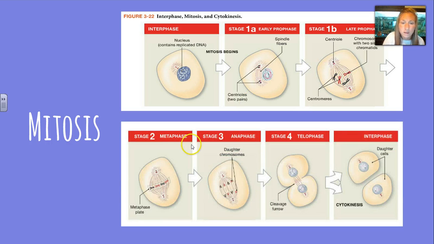Then you have metaphase, where all the chromosomes line up in the middle and get attached to the spindle fibers. Anaphase, those chromatids are going to pull apart. Telophase, that cleavage furrow starts to pinch. And then finally, you have two daughter cells after cytokinesis, and then interphase would begin again.